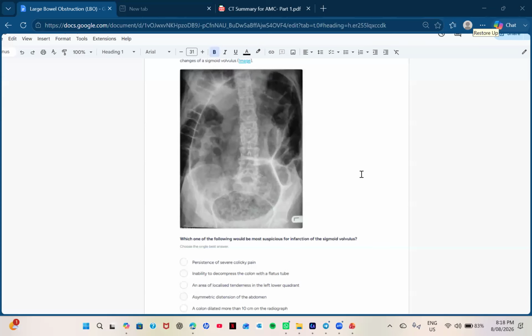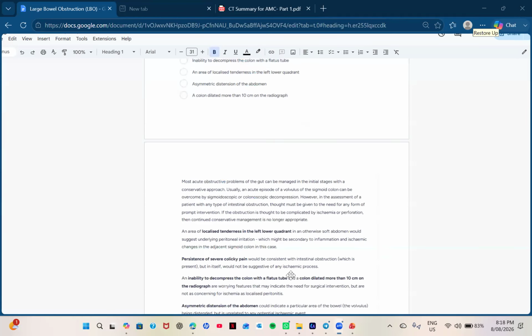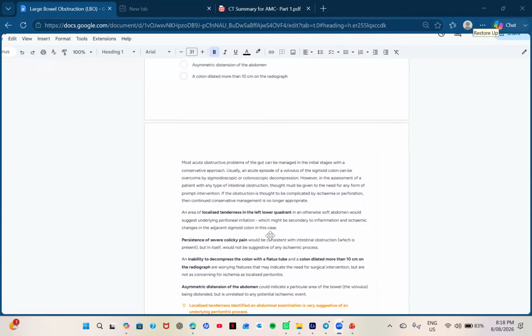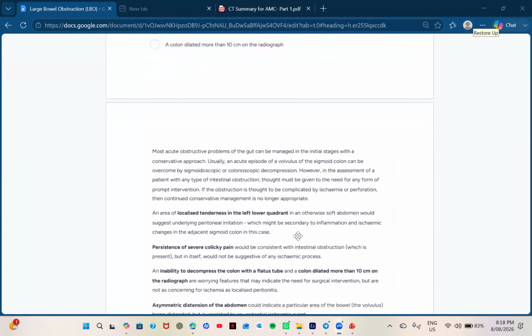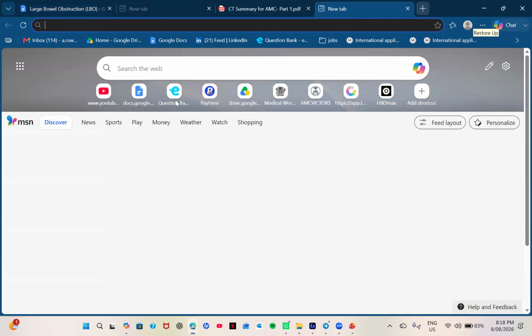Yes, it's the localized tenderness in the lower quadrant, right? Otherwise, a soft abdomen would suggest underlying peritoneal irritation, which might be secondary inflammation and ischemic changes of the sigmoid colon, right? So it's very important. And I'll show.